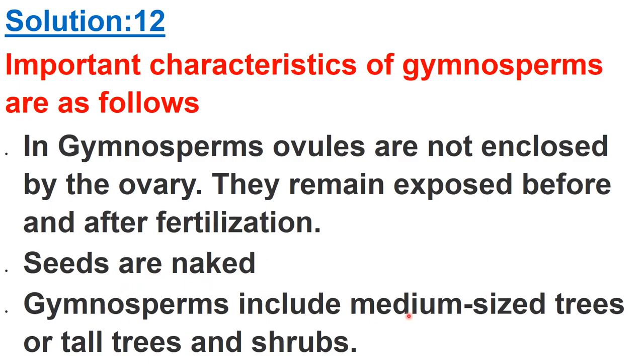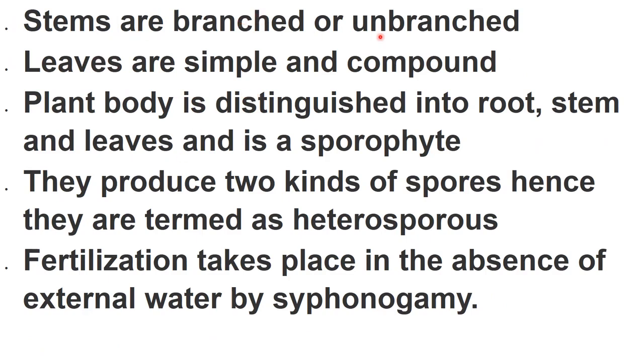After that, gymnosperms include medium-sized trees or tall trees and shrubs. Okay, so these three categories are found here. Next is, stems are branched or unbranched. The stems can be branched or unbranched. I gave you examples also in the lecture of the gymnosperms. Then leaves can be simple or compound. Then their plant body is distinguished into root, stem and leaves, and is a sporophyte, means diploid body. Then they produce two kinds of spores. Hence they are called heterosporous. Okay, two kinds of spores are formed here. Different kinds of spores means heterosporous.